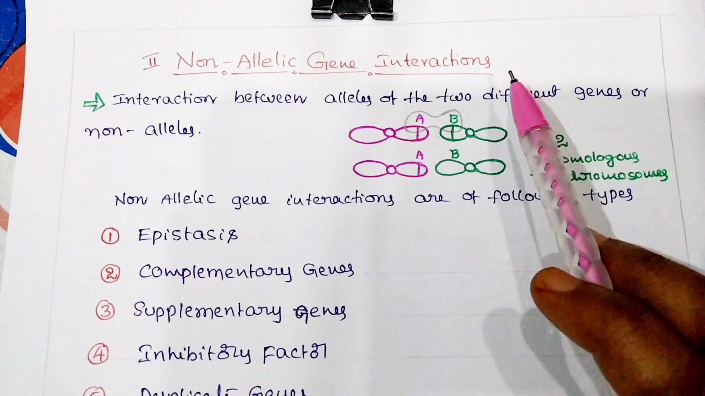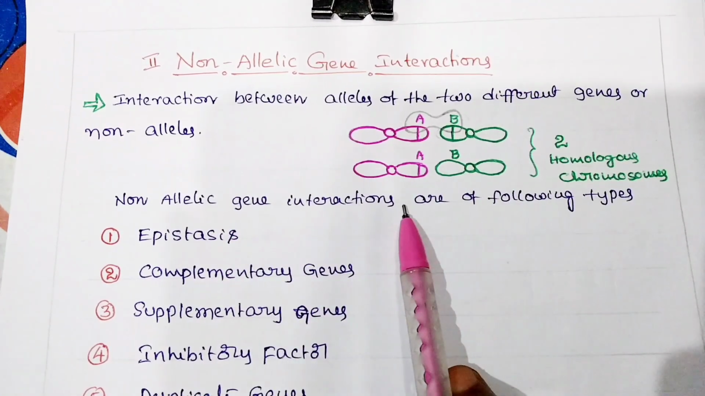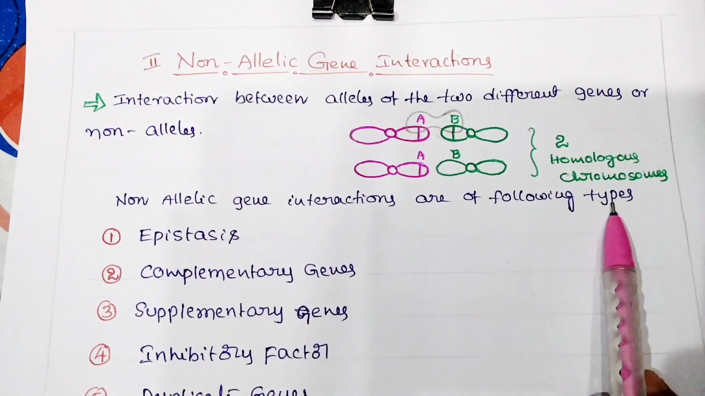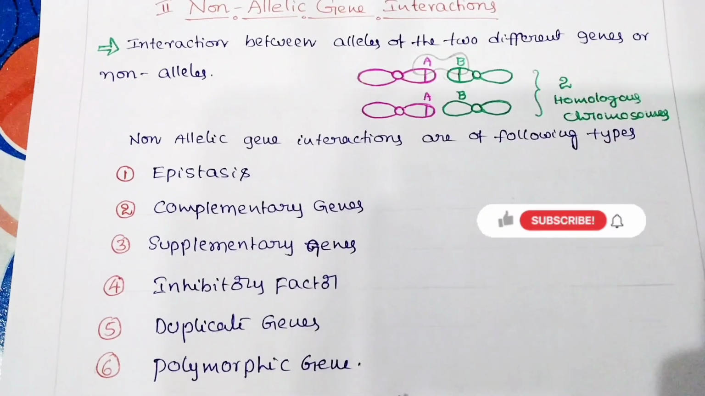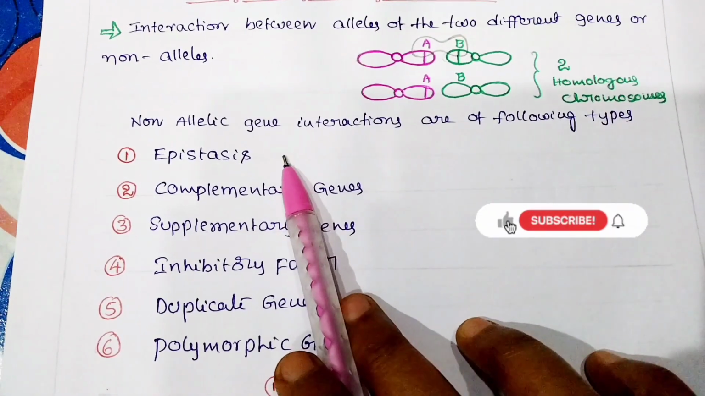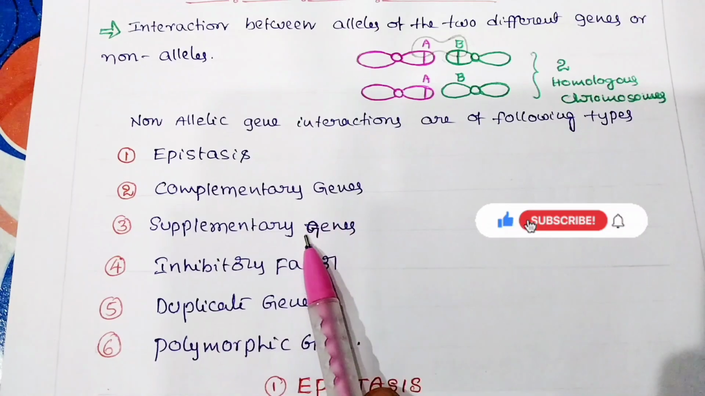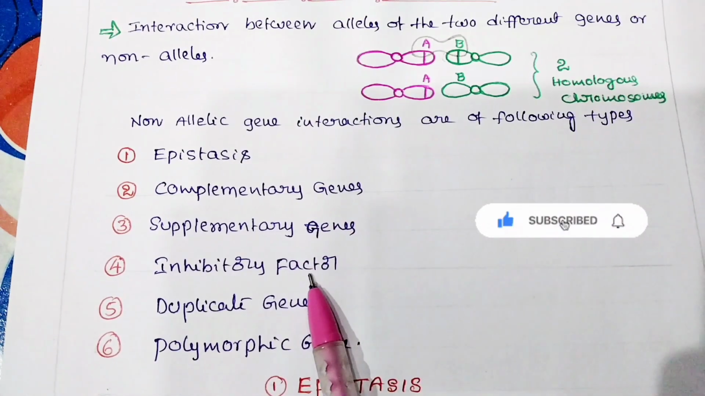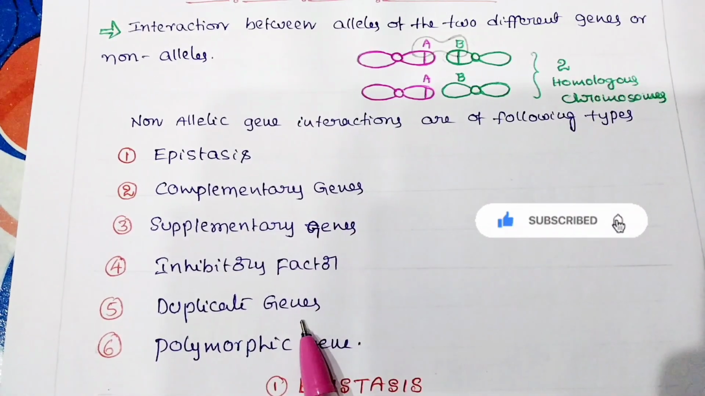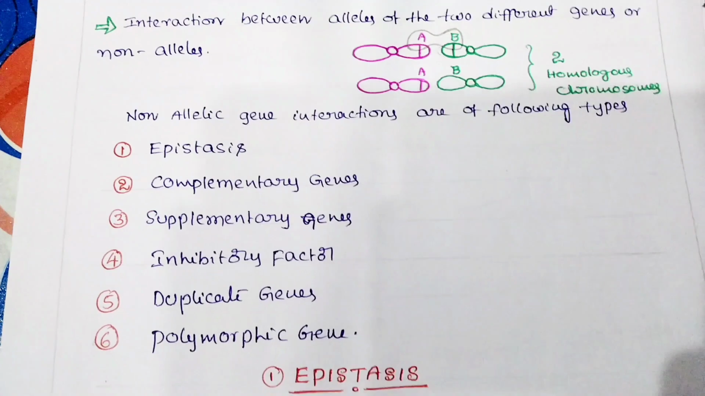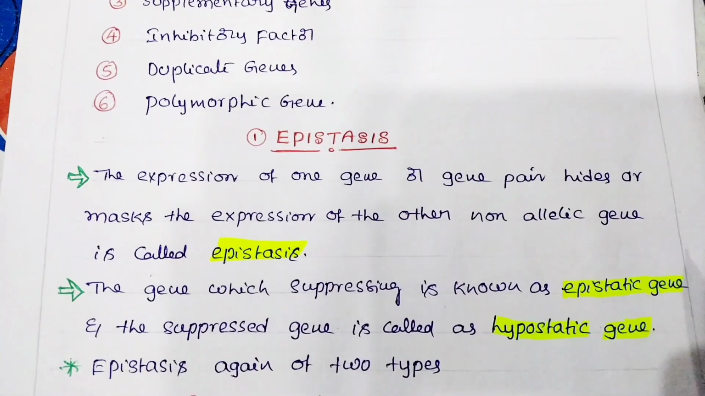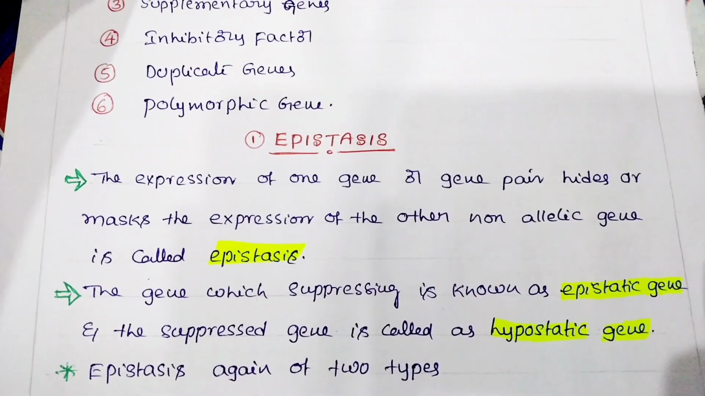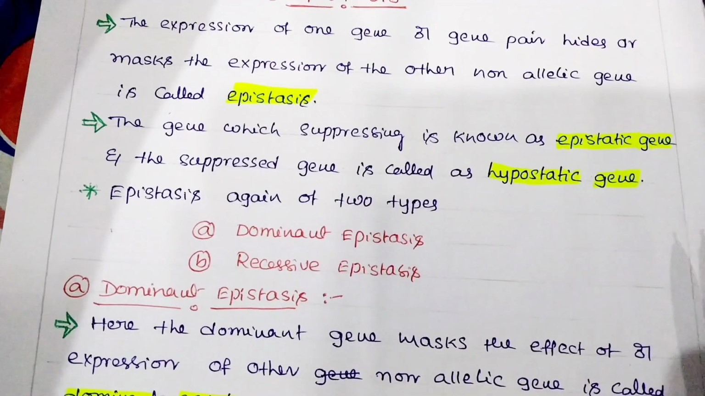Non-allelic gene interaction is of the following types: epistasis, complementary genes, supplementary genes, inhibitory factor, duplicate genes and polymorphic gene. Let's see them one by one. The first one is epistasis.